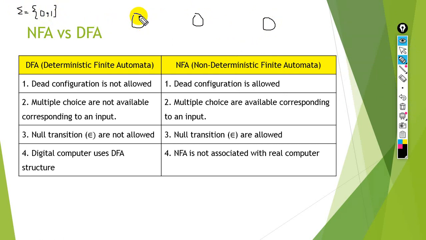Alphabet 0 1. For example, for the NFA, this is Q1 or Q0, we don't write Q, we write directly 0, 1, 2. So these are the three states that we have. For example, here we have an input of 0, this transition has an input of 1, and this transition has also an input of 0. Okay, so now here we have dead configuration.